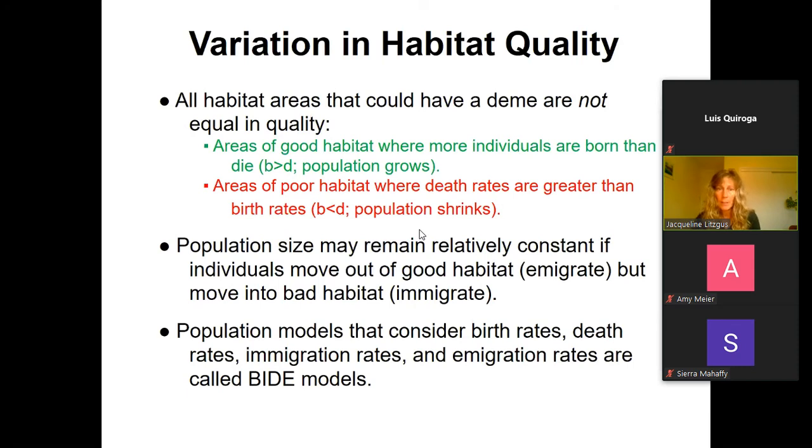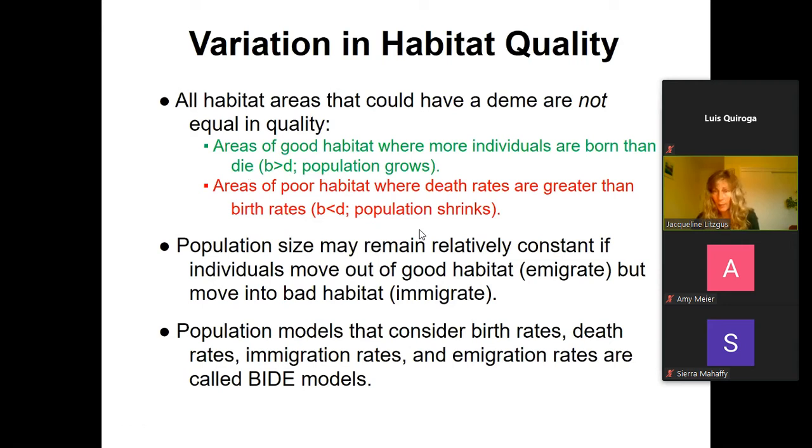You might have an area of good habitat where more individuals are born than die. That means your population has a higher birth rate, B, than death rate, D. So B is bigger than D, and of course, that means the population is going to grow. If you go back to one of the earliest slides in the lecture, I said that population growth rate is examined by looking at the difference between birth rates and death rates. So in an area of good habitat, lots of individuals are born because there are lots of resources, and fewer die, so you're going to have a population that grows.